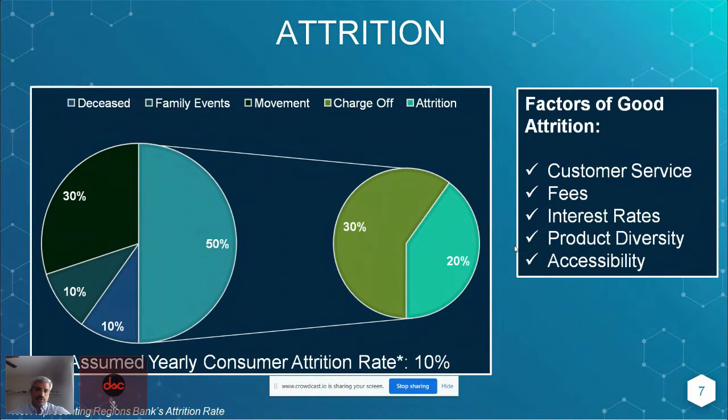Half of the attrition is going to be the focus area, where some of them are going to be charge-offs, and some is attrition that we need to focus on. And it's not just one factor that influences the attrition. There are customer service experience, fees, interest rate, product diversity, or accessibility to location. There are a lot of factors that influence this. It could be features, or, like I said earlier, insights that could drive some of the business value.